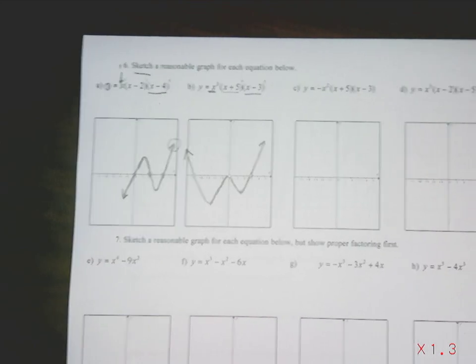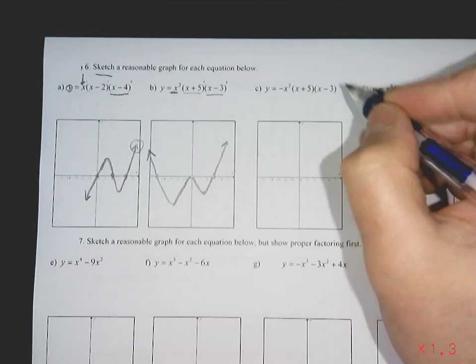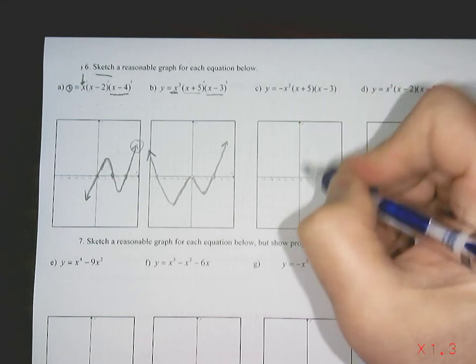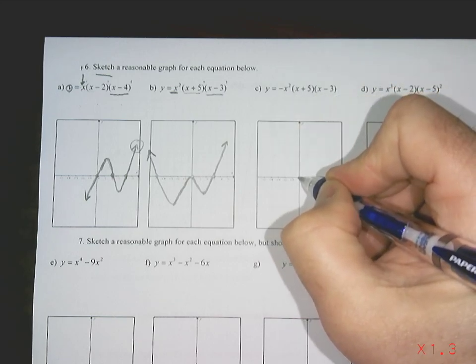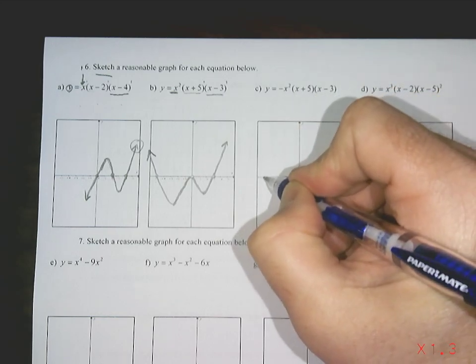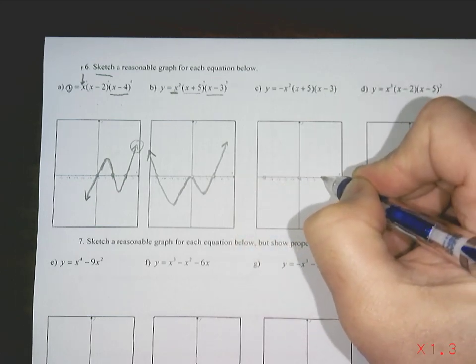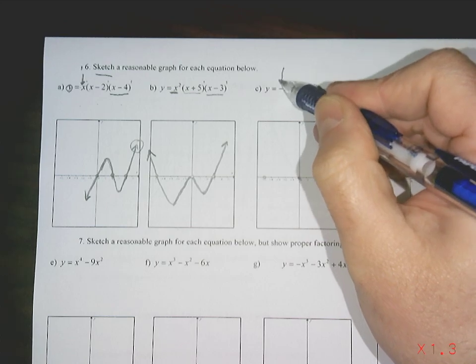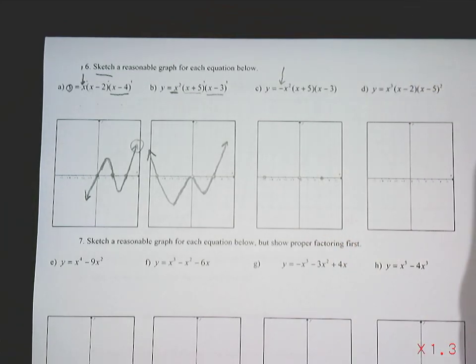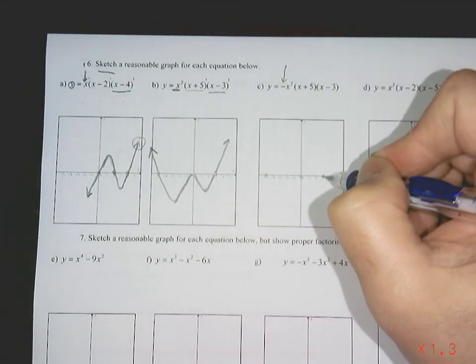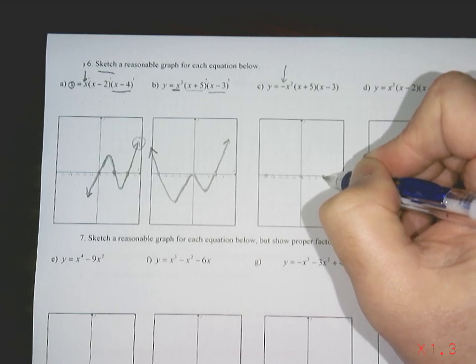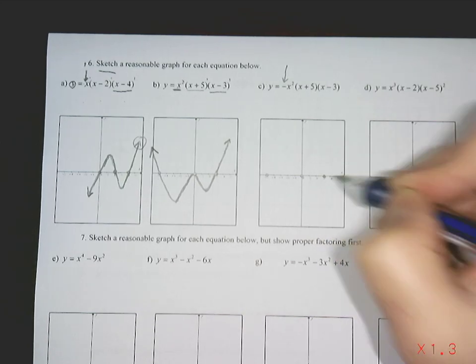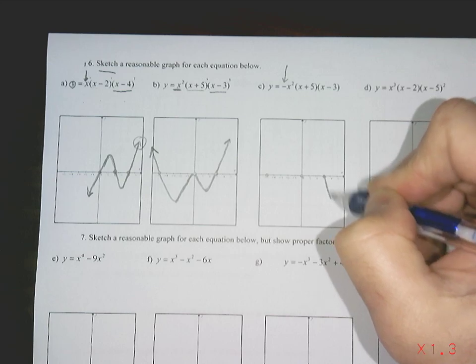Alright, let's try C. Let's go put the x-intercepts on there, which are the same. You'll notice there's a 0, and a -5, and a 3. So the only difference between these two is this value right there, this A value, which is negative. That means this graph's going to leave the last x-intercept headed downward. So I need to draw something that's headed down.